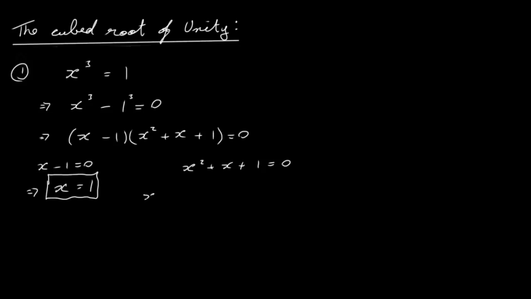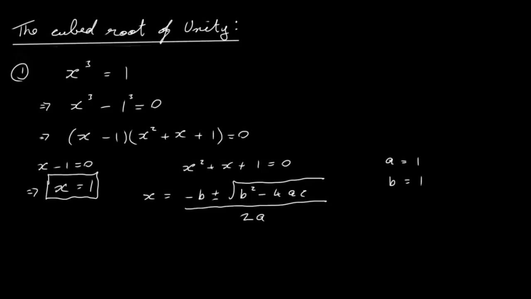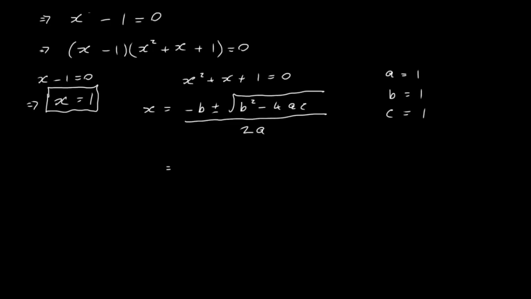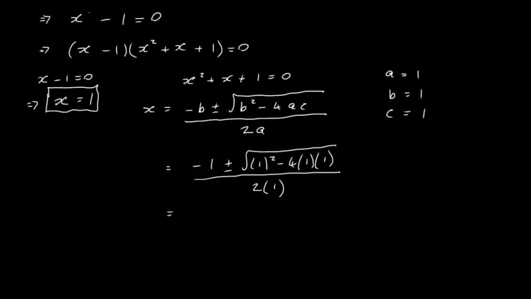Now, the quadratic formula is just x is equal to minus b plus or minus the square root of b squared minus 4ac, all over 2a. In this particular case, a is 1, b is also 1, and c is also 1. So I'll just plug those in and see what happens. We have minus b, so it's minus 1, plus or minus the square root of b squared, so that's 1 squared, minus 4 times a times c, and that's all over twice a, which is 1.